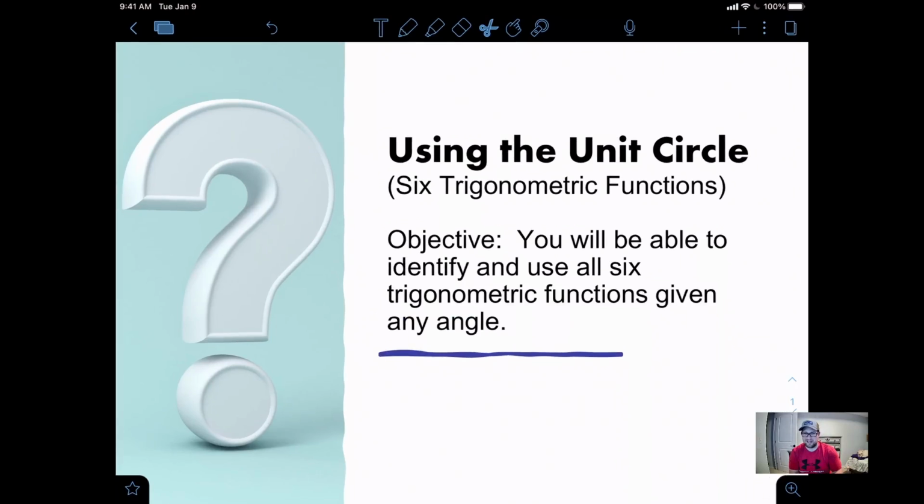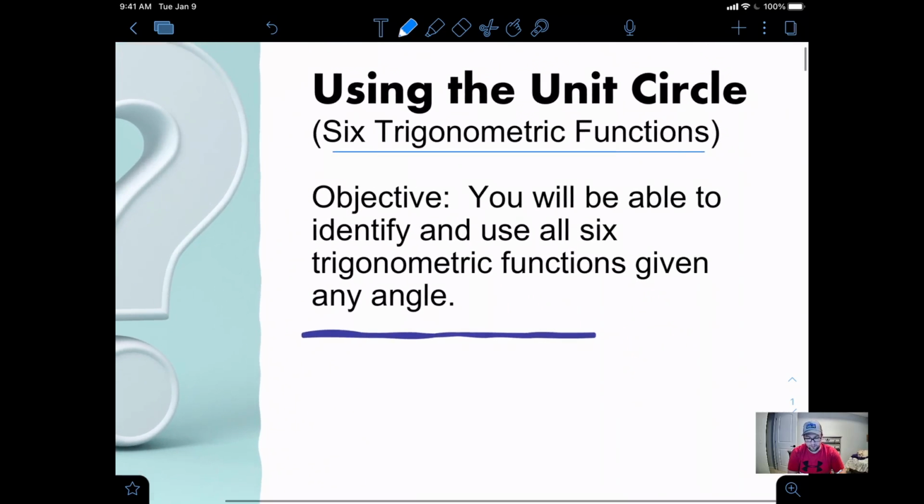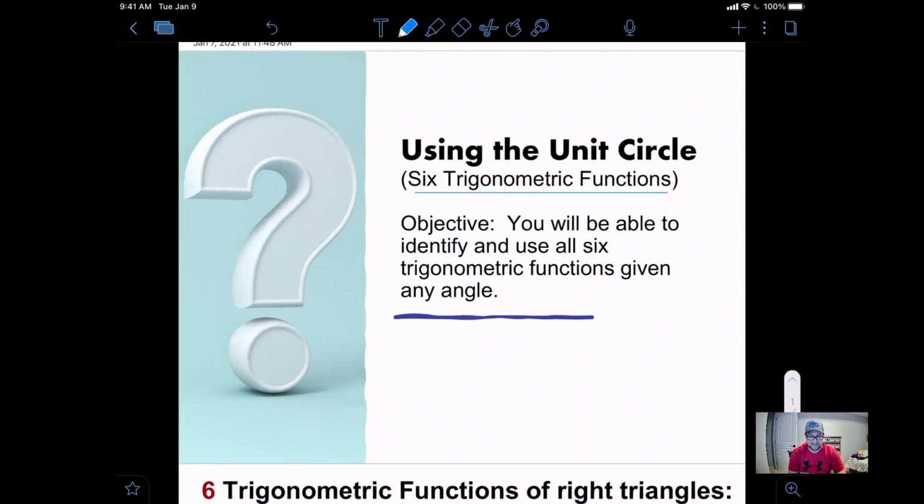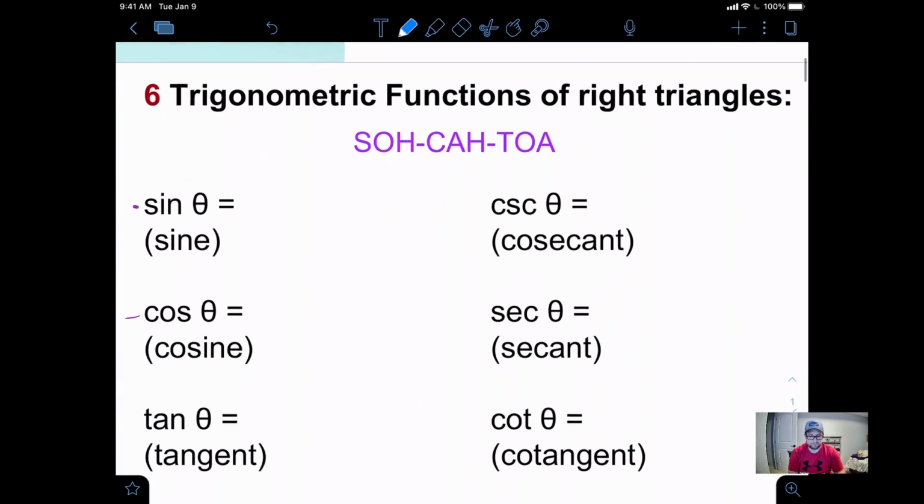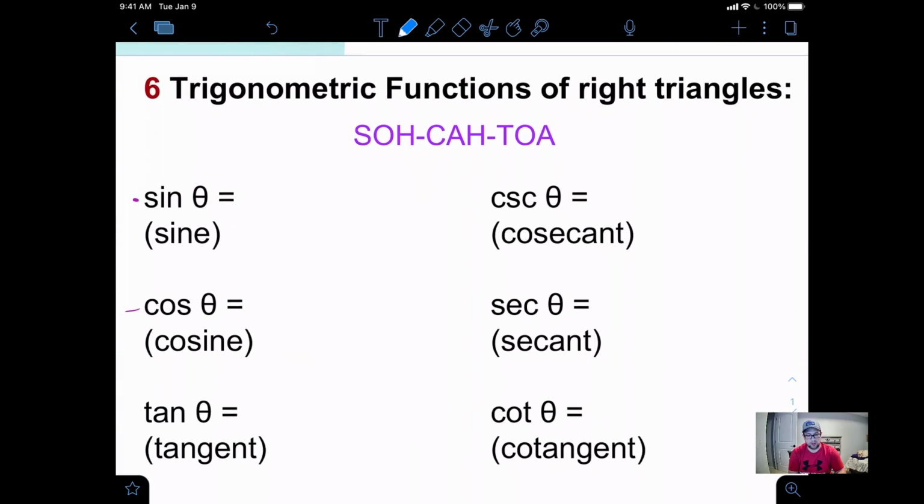Today we're going to be talking about how we use the unit circle. Before we can actually get there, this is a giant skill we're going to be developing over the course of the next few days. Before we get there, we are going to be talking about the 6 trigonometric functions. You should have learned about these functions in geometry already, so this is going to be for the most part review. Our objective is that we're going to be able to identify and use all 6 functions given any angle. The 6 functions are often remembered using this mnemonic device, SOHCAHTOA.